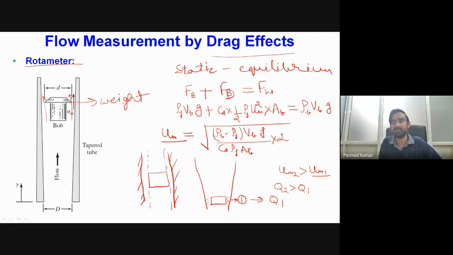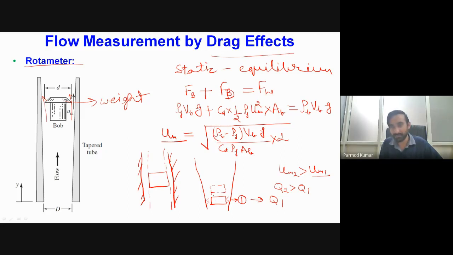Our drag force, which will be acting across the floating object, will be increasing. So the drag force is acting in nothing but the upward direction. Because of that, our float will be moving in the upward direction, and it will keep moving upward until we get the static equilibrium position. It means it will keep on moving upward till the point when the flow velocity becomes equivalent to the value of u1.